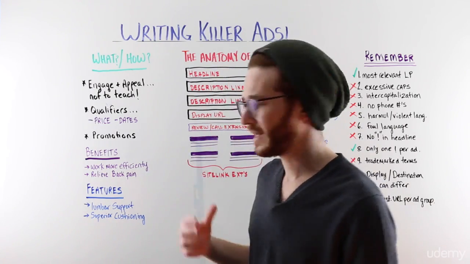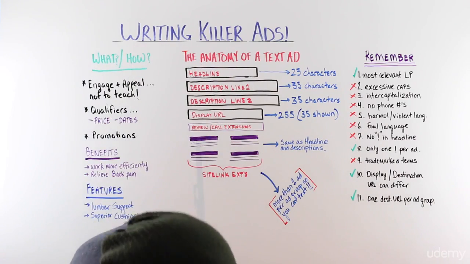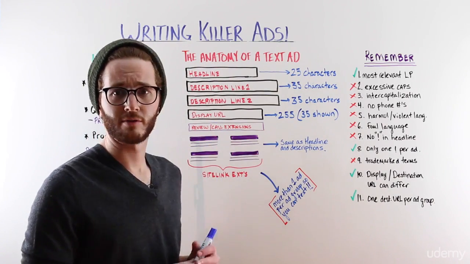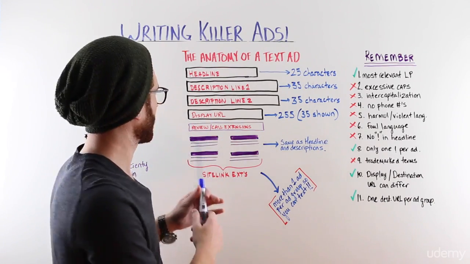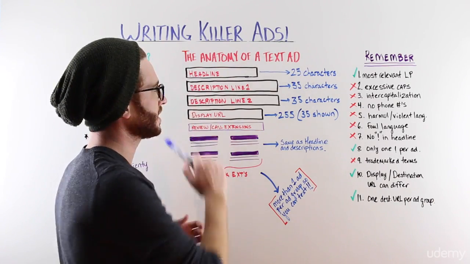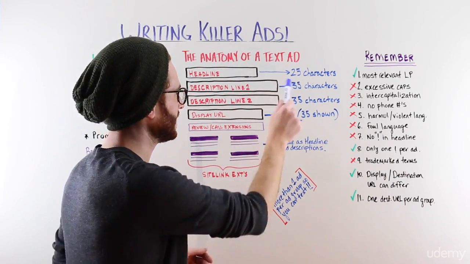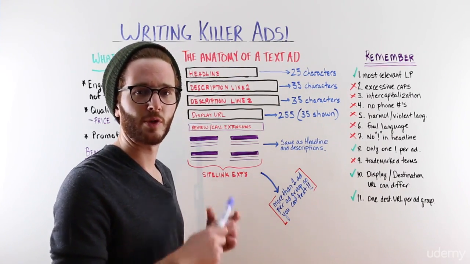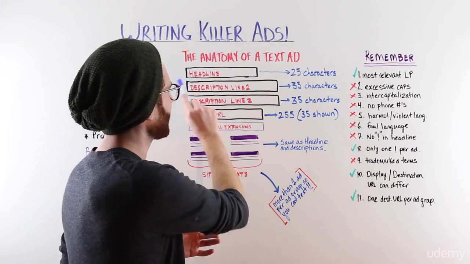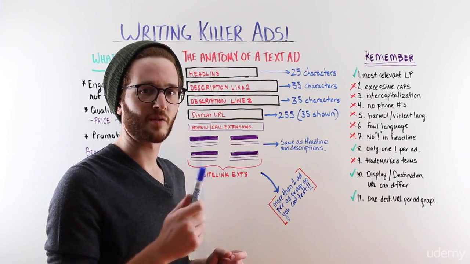So let's talk a little bit now about the anatomy of an ad. A lot of you probably know this already by now, but let's just go over it quickly. The first thing we see is the headline. The headline of the ad is 25 characters long. It cannot exceed 25 characters. You could write something which is less than 25 characters, but you can't exceed 25 characters. That's the headline. The headline is the most important aspect of your ad.